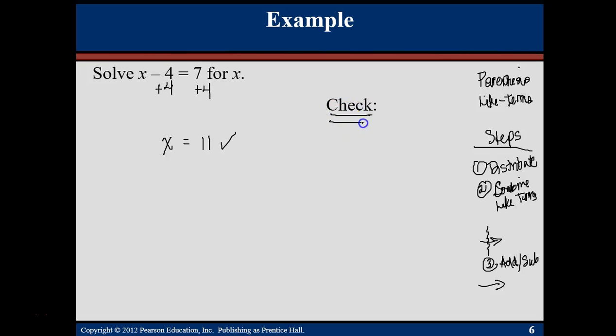Now you can check every single equation by making sure it really works. If x is really 11, when I subtract 4, do I get 7? Yes, because 7 is equal to 7. That's a true statement. We don't check every single equation that we solve, but in the beginning it's a good habit. That way you can make sure you're not accidentally stumbling upon the correct answer.